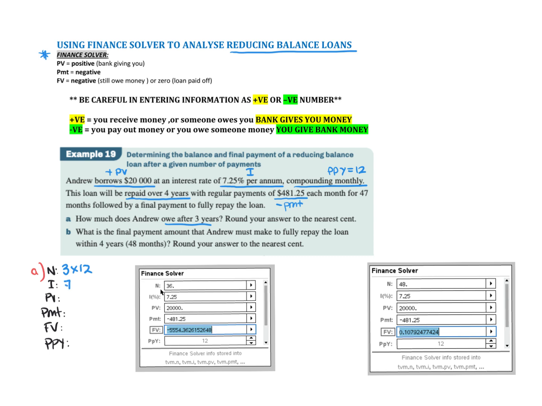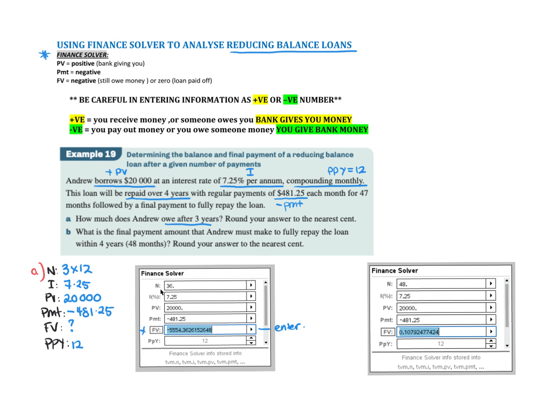And then the I is 7.25. The PV was a positive because he borrowed. And then he's paying back 481.25, so that's a negative. The final value, that's what I want to know. I want to know what does he owe at that time. And PPY is 12. So I've tabbed through, I've got all of them, written all those things in. I get back to this final value and I'll press enter. And you should see we get this number, negative 5,554 and 36 cents. Why is it negative?